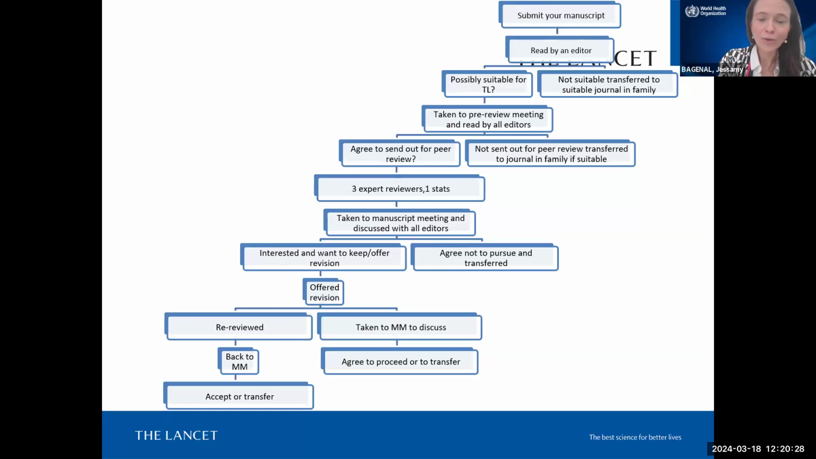If it is suitable for the Lancet, then it's taken to what we call a pre-review meeting, where it's read by all the other editors and we agree or disagree to send it out for peer review. So at that point, it might then also be transferred to another journal if we think that it's unlikely to make peer review for the Lancet Weekly Journal, or we say, yes, we're really enthusiastic about it. We'd like to see what peer reviewers think. And then we send it out for peer review, and we always have 3 expert reviewers. So we try and make sure that they have a range of clinical and healthcare expertise that match the paper. So for instance, if it was a paper on gastroesophageal cancer, we would try and have a cancer surgeon, an oncologist, and maybe a general medical person.